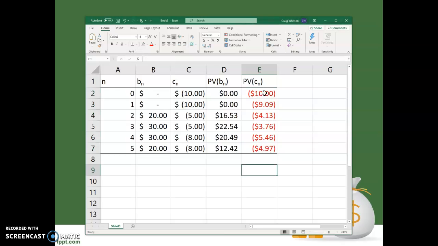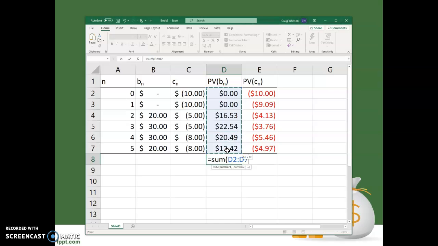Okay, so I can see my costs are all still negative, my benefits are all still positive, and again, the values have been discounted. The present values are somewhat less than their counterparts in the future. So now we can add them all up. We can sum all the benefits to find the net benefit, or the total benefit, and the total cost.